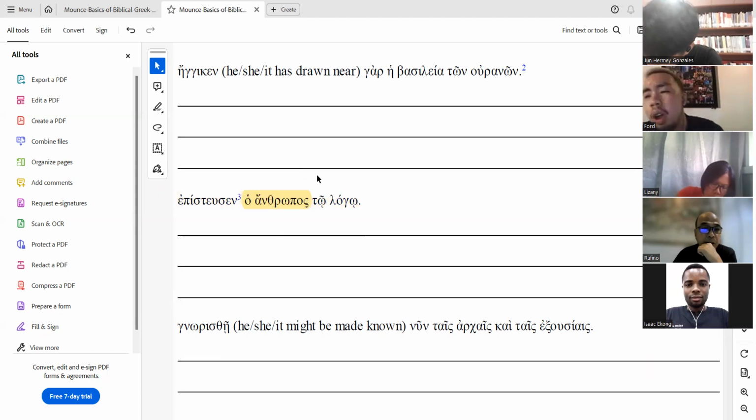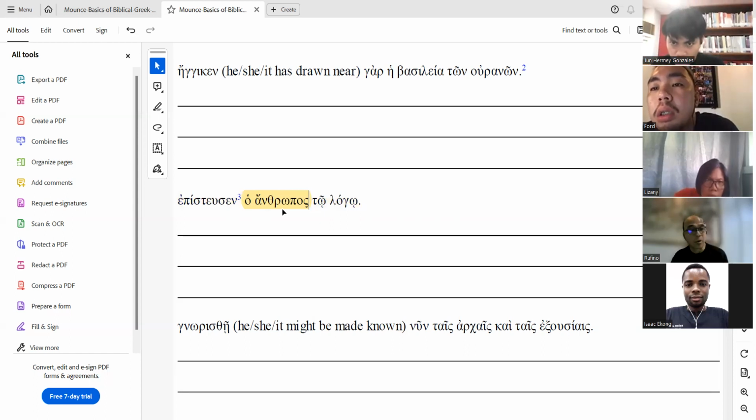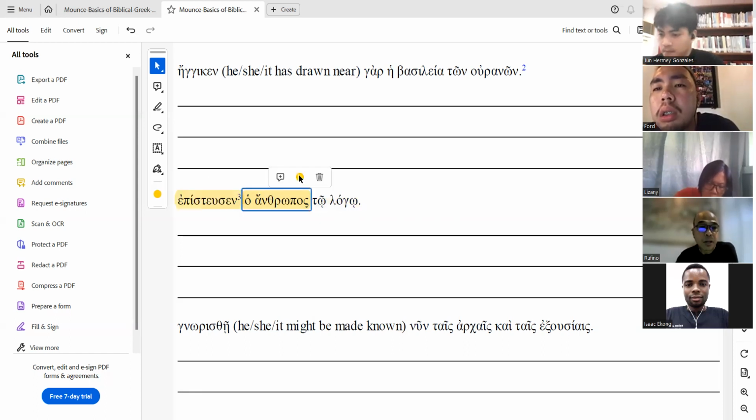Remember, this is the subject, because this is nominative. We discussed this in our previous lessons. Because of the sigma, it informs us that it is nominative case. Please translate. Anthropos is the name of the person, or simply translated as the man. The man believed the word.